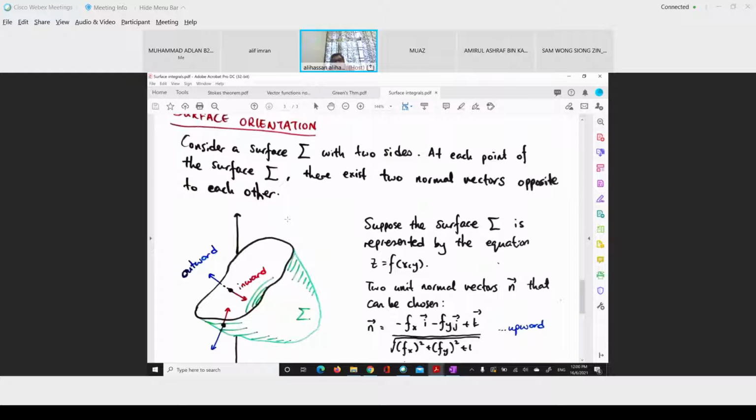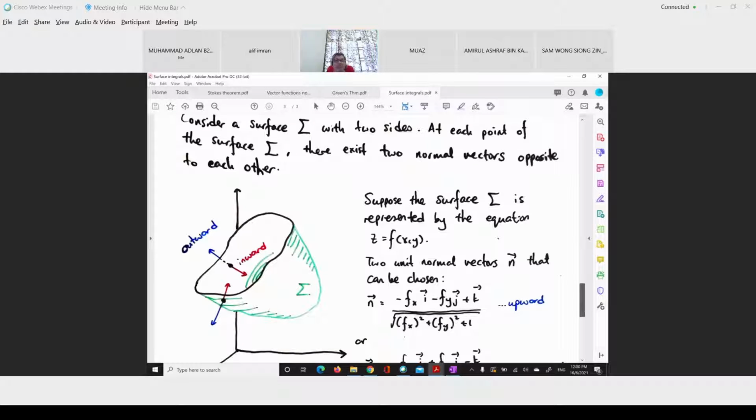Our clothes can also be considered as a surface. Okay, so suppose the surface has this representation by the equation z equals f(x, y). So two unit normal vectors exist for a surface, one pointing outward of the surface and the other pointing inward.